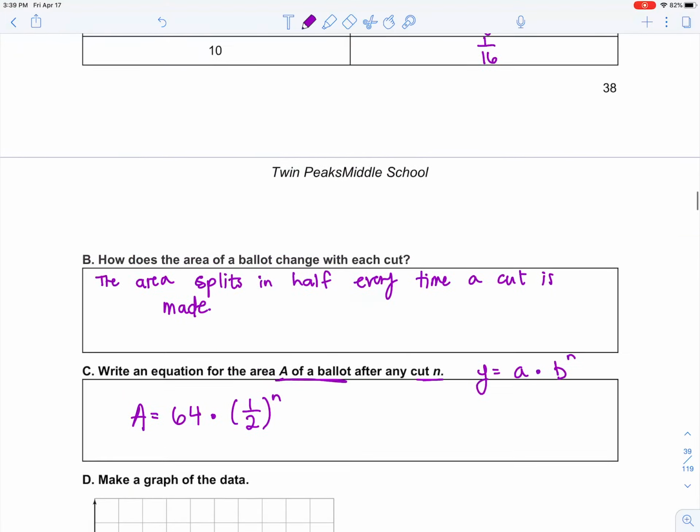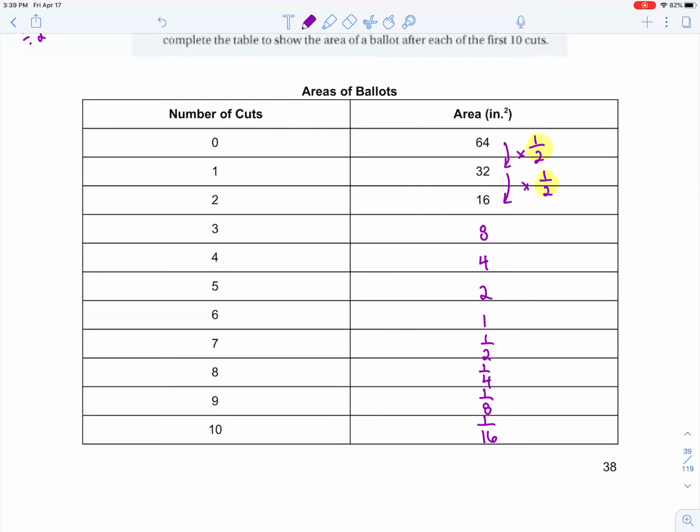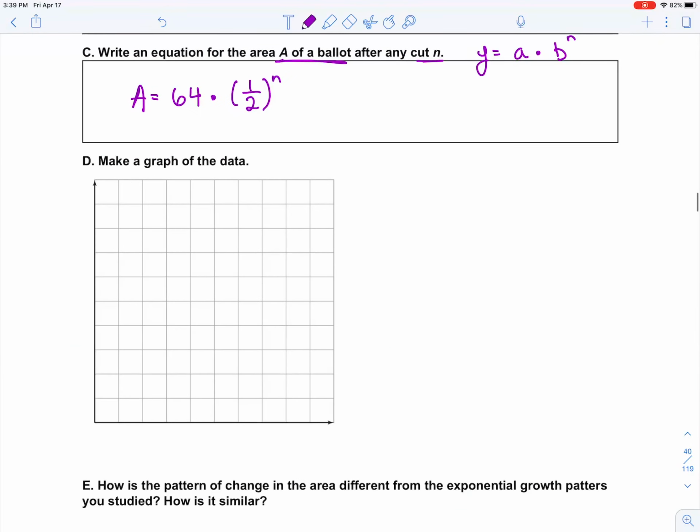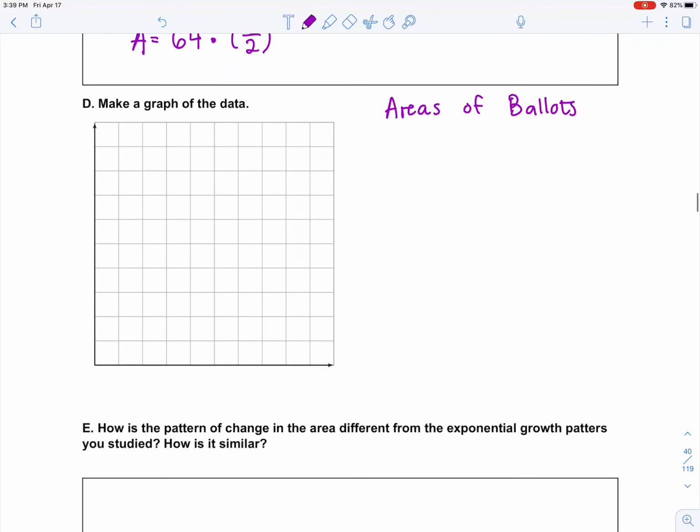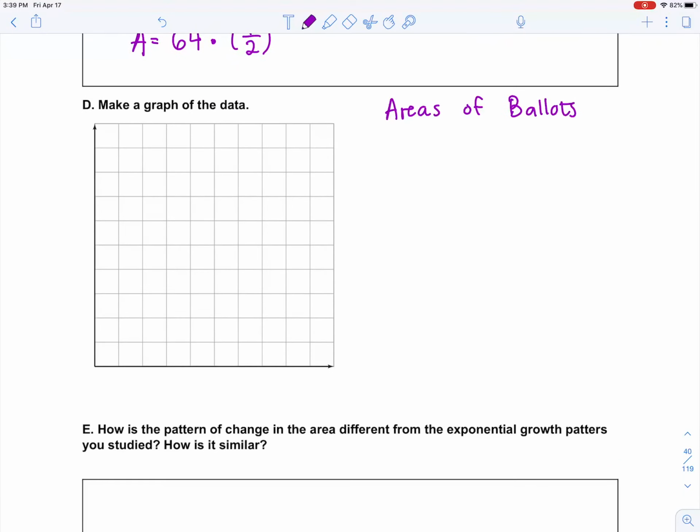First of all, we need a title. I'll be consistent here, because we titled the table areas of ballots, so I'll title my graph that. Areas of ballots. Now let's go ahead and label my axes. The x-axis, or the independent variable, is the number of cuts. And then our dependent variable is the area, and this is, of course, in square inches.